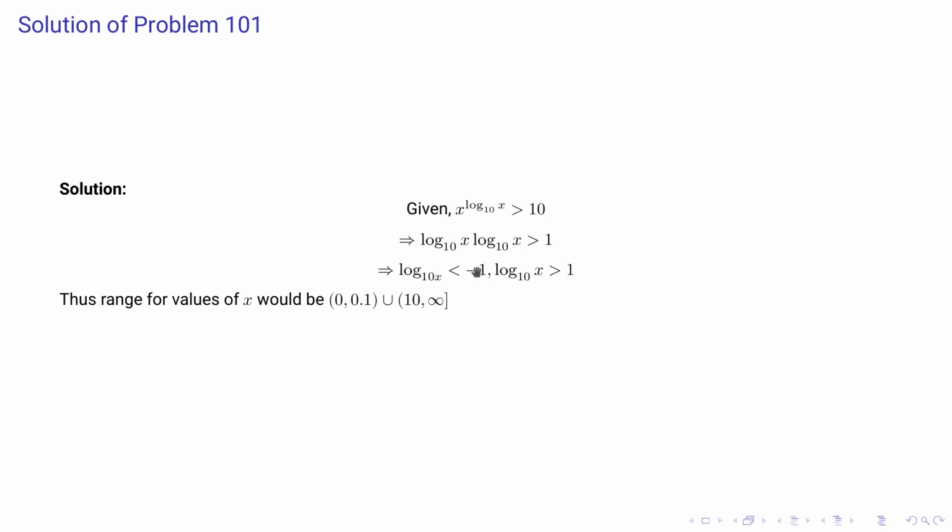So when it is less than minus 1, x would be less than 1 by 10. But x has to be greater than 0 for logarithm to be defined. So one range would be 0 to 0.1. And when log of x with base 10 is greater than 1, then x has to be greater than 10. So the second range is 10 to infinity.